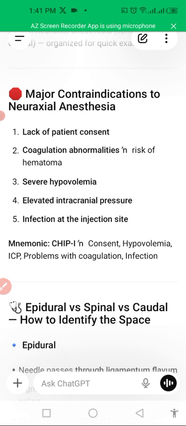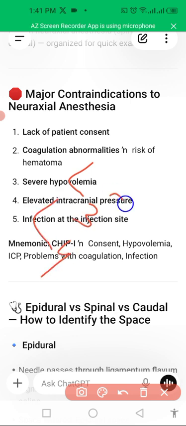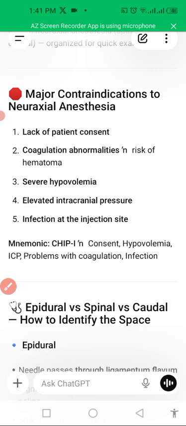Or if there is any infection at the site of injection, neuroaxial anesthesia is contraindicated. The site is L3 L4 at the first line, and this is the contraindication.